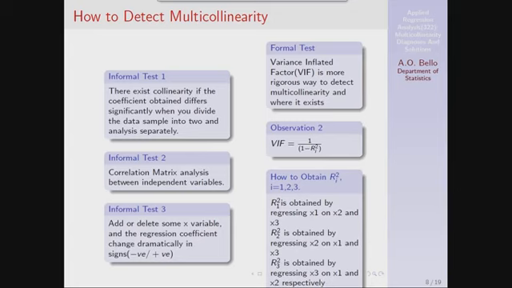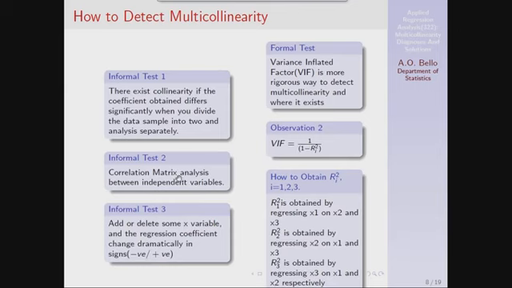When you compare the results, if there is a large difference between the results obtained in the two different sets of observations, then you could suggest that there is a degree of multicollinearity present in the regression analysis data. So let's look at another one.